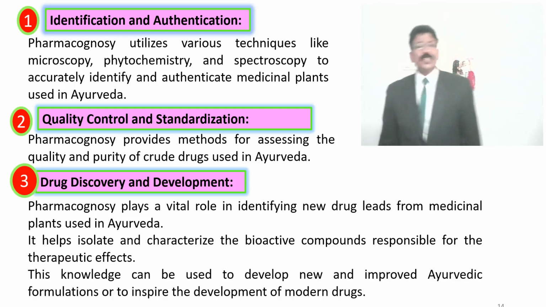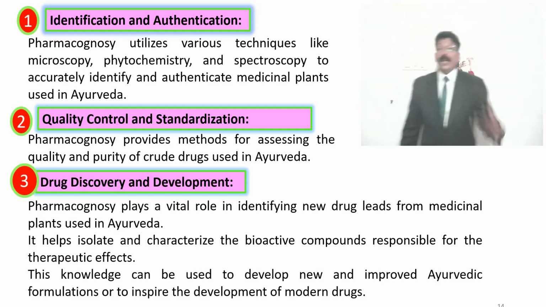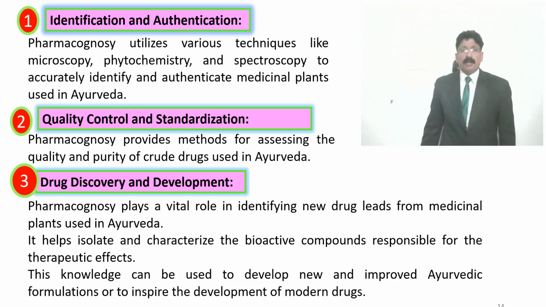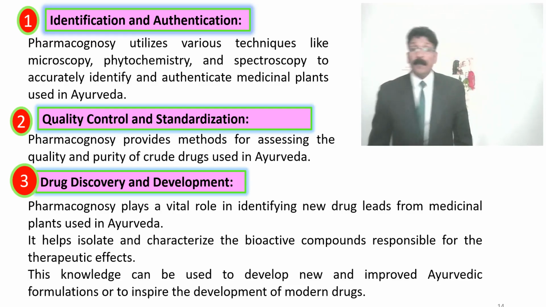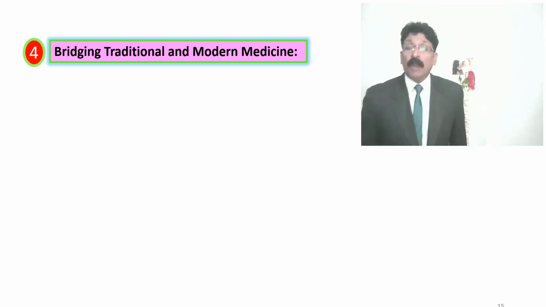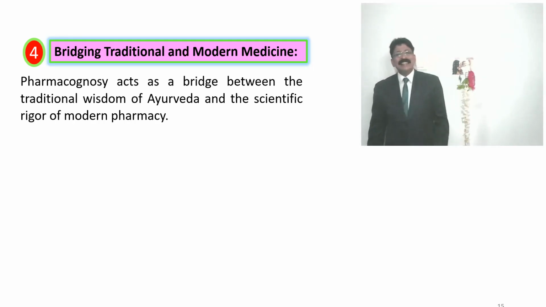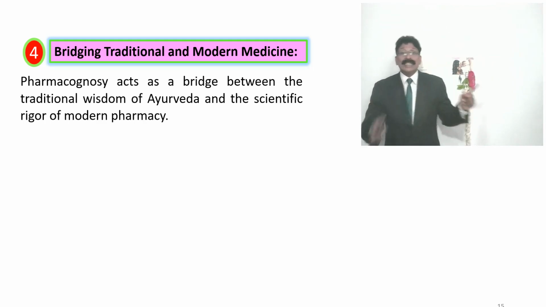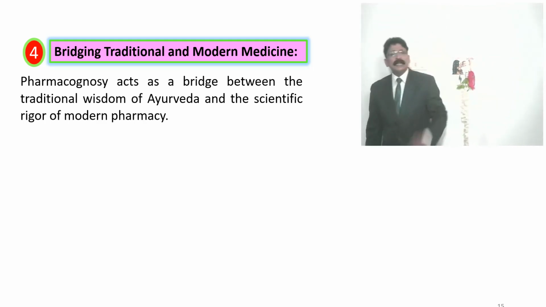This knowledge can be used to develop new and improved Ayurveda formulations and to inspire the development of modern drugs. Number four, bridging traditional medicine and modern medicine. Pharmacognosy acts as a bridge between the traditional wisdom of Ayurveda and the scientific rigor of modern pharmacy.